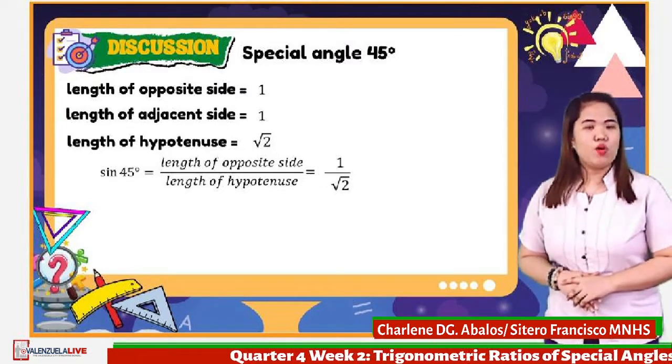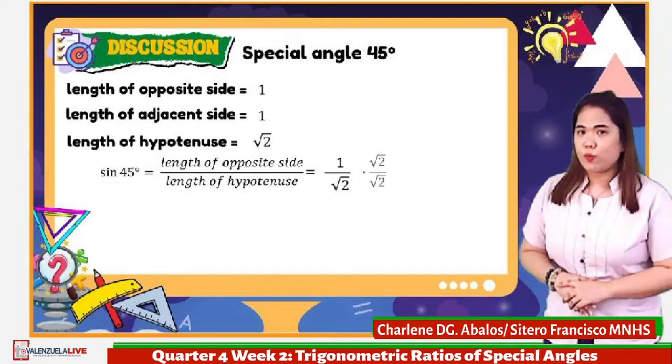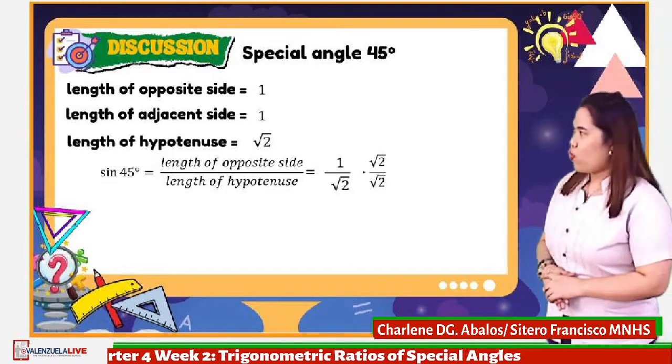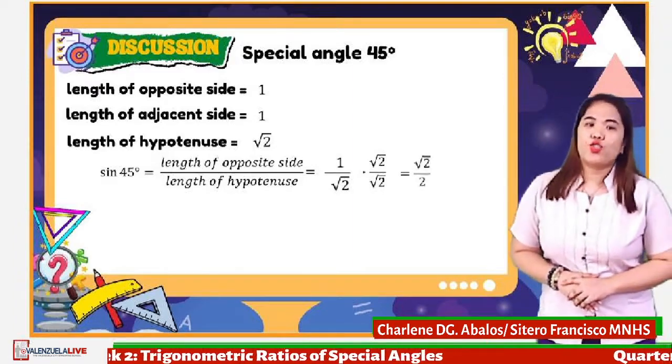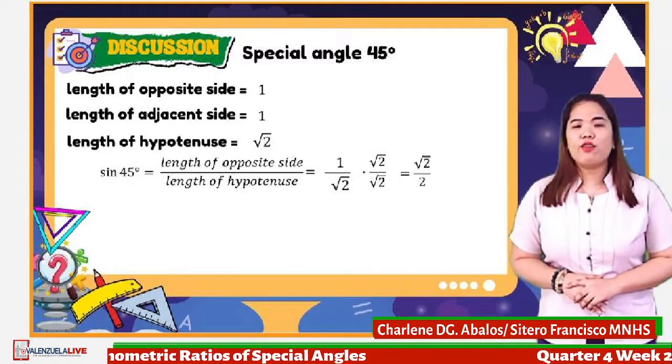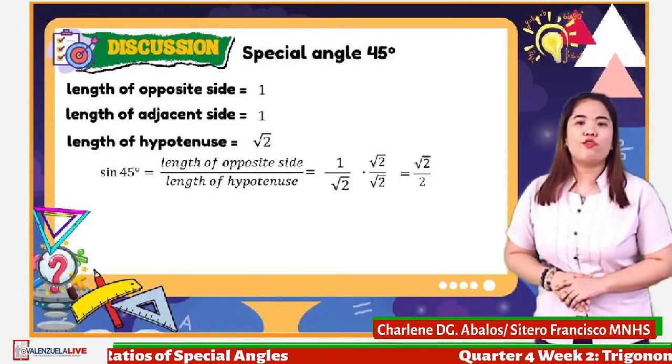Rationalize by multiplying both sides of the ratio by square root of 2. It will be square root of 2 over 2. That is why sine 45 degrees is square root of 2 over 2.